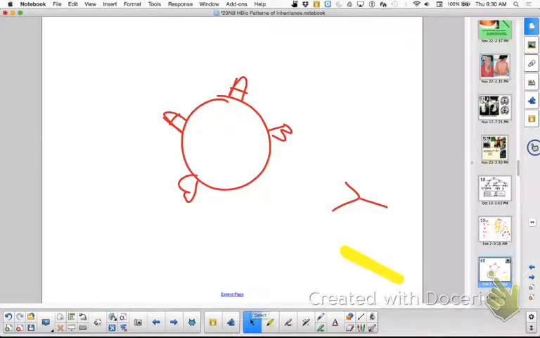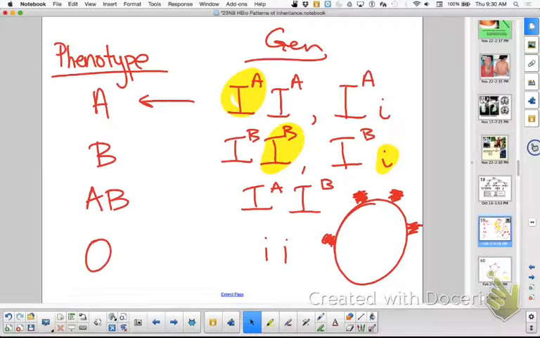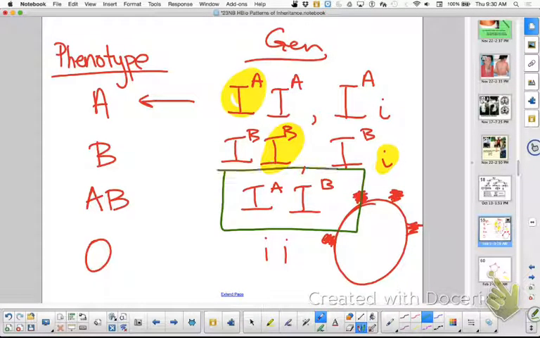Okay? So this is an example right here of two things for us to get from this. This is multiple alleles because we have big IA, big IB, and little i. We don't just have big I and little i. So it's an example of multiple alleles. And this right here is an example of something called codominance because both the A is expressed and the B is expressed. Codominance. They're equal.